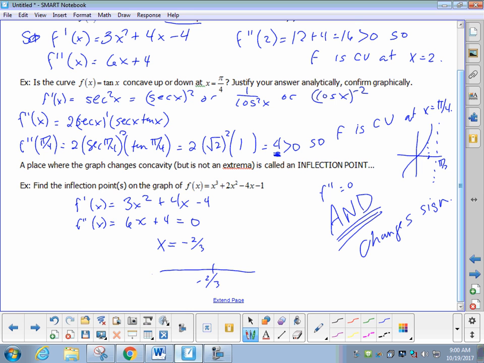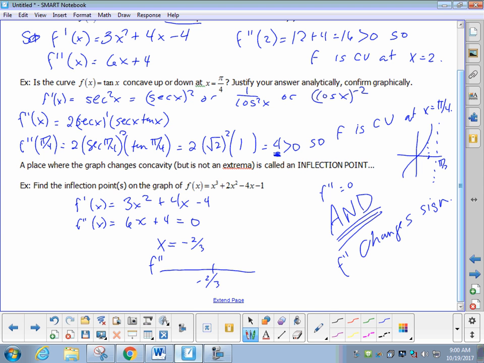Now I'm testing the second derivative. Again, there's all these things going on. I have the function, I have the first derivative, I have the second derivative. Be very clear in your mind what you're doing. I'm trying to see if the second derivative changes sign. So I'm sign testing the second derivative.